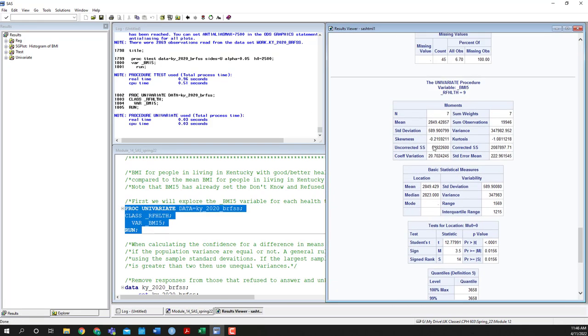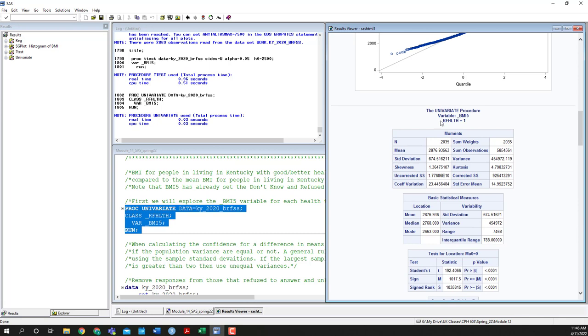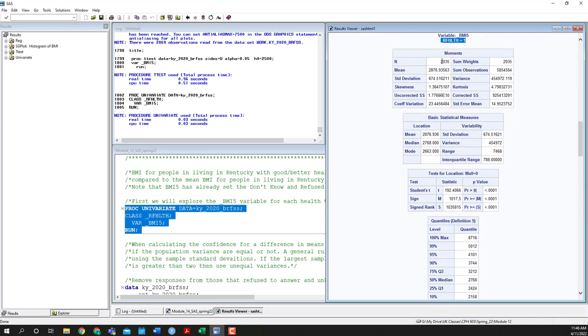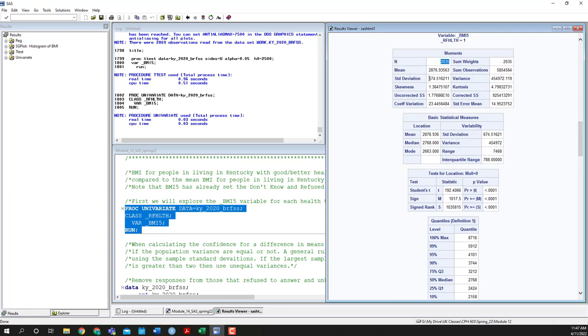So what we're going to get here is a summary for each of the levels of the health variable. We are interested in 1 and 2. So here is the page for 1. A couple things to notice here. Notice we have a large sample size for the BMI. So we had 2,035 observations for those people that said good, better health. And then also, if we look right here, this is the standard deviation of the BMI for this group.